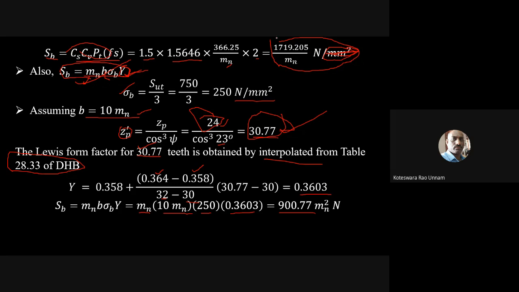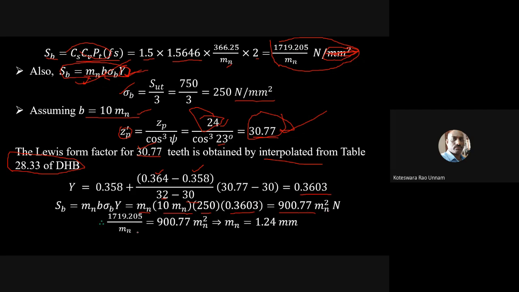So now here you have the beam strength in terms of Mn, and this one also in mm. For design safety, these two should be equal. So therefore I need to equate 1719.205 by Mn to 900.77 Mn square.